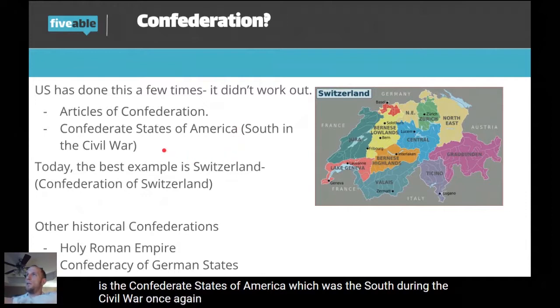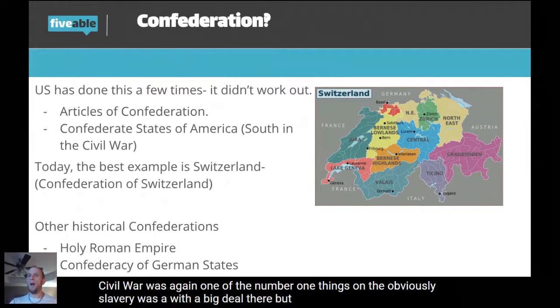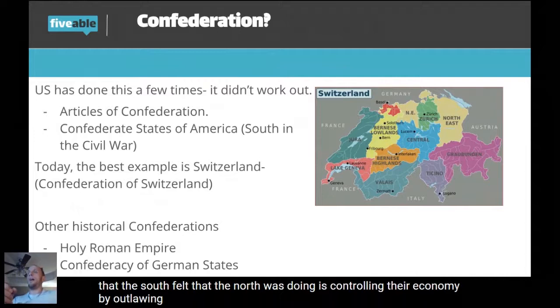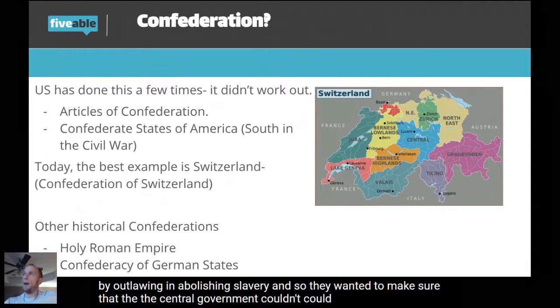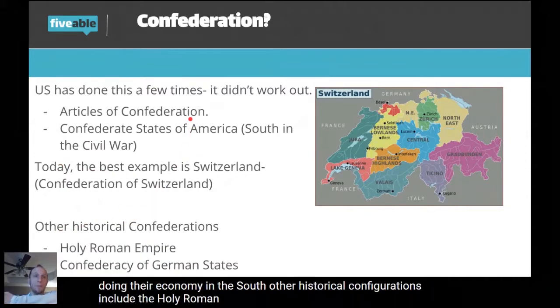Once again, one of the number one things, obviously, slavery was a big deal there, but one of the main things that the South felt the North was doing was controlling their economy by outlawing and abolishing slavery. So they wanted to make sure that the central government couldn't control how they were doing their economy in the South. Other historical confederations include the Holy Roman Empire.